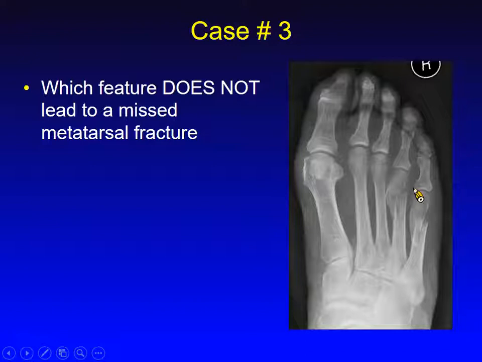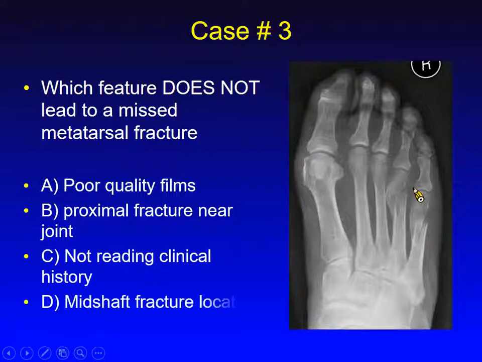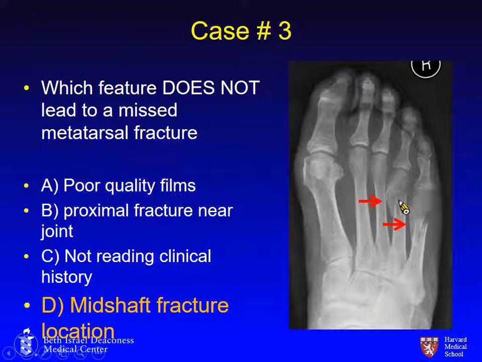Last one, which feature does not lead to a missed metatarsal fracture? Poor quality films, proximal fracture near the joint, not reading clinical history, mid-shaft fracture location. All right, so there's the fracture, so mid-shaft fracture location. Those are usually much easier to see. All the other ones would be more likely to cause you to miss the fracture.